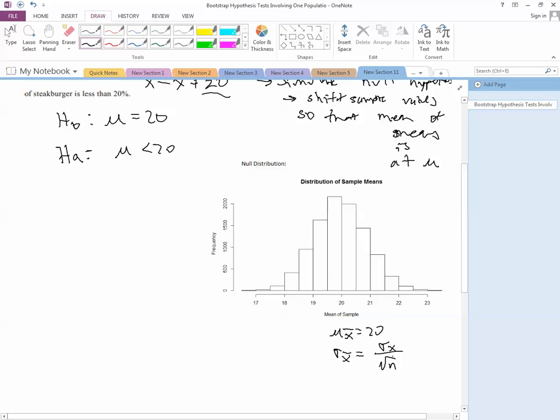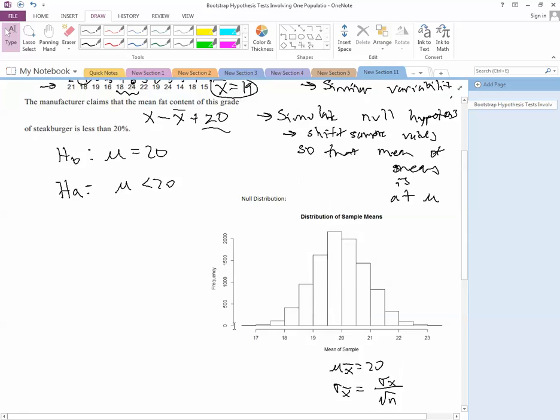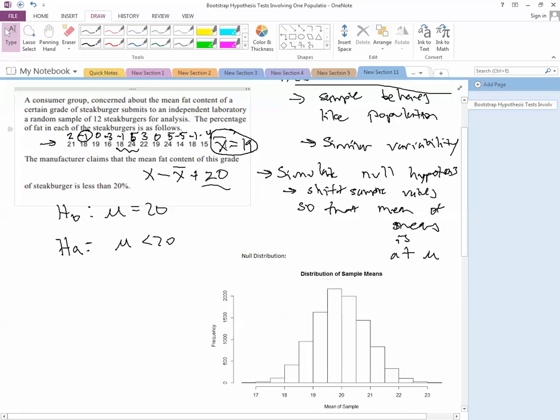I just want to say, all right, well, when am I going to be convinced this thing is less than 20? Well, I don't want to just say, well, my sample mean is 19 and that falls over here and that's smaller than 20, therefore, yes, this guy is producing lean burgers. We're not going to say that, because we always expect a little bit of variability from one sample to the next. Another sample of 12 steak burgers may produce an X bar of 20.6.